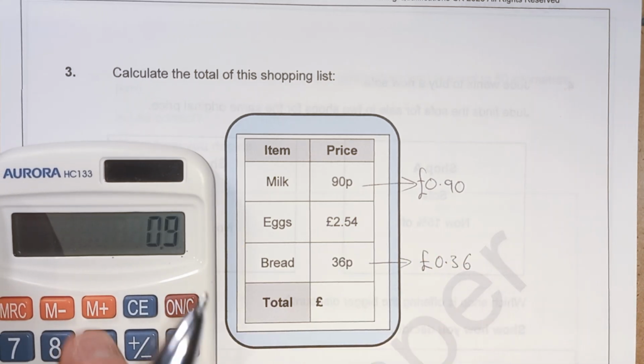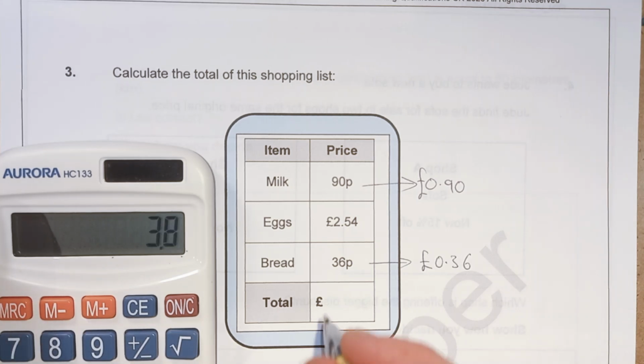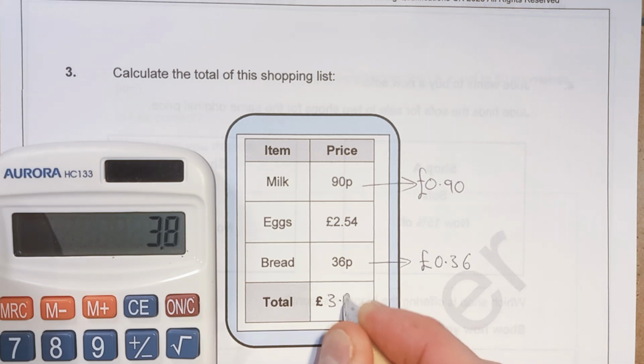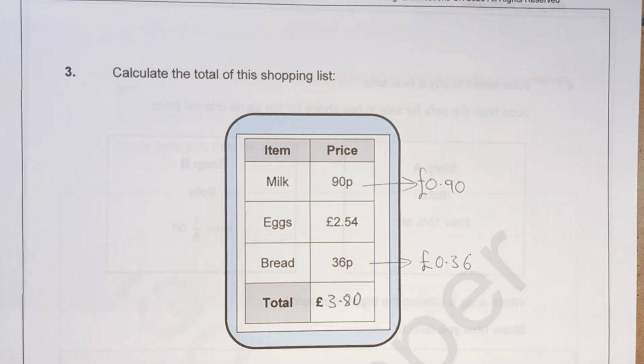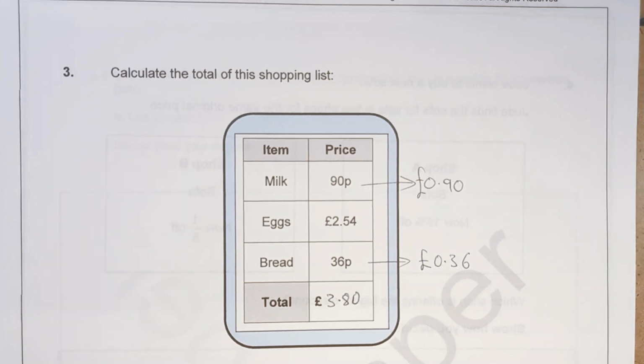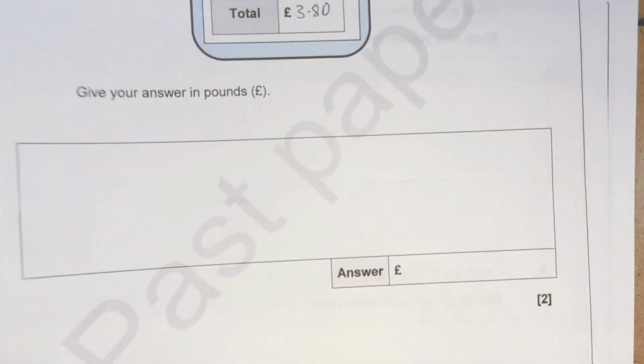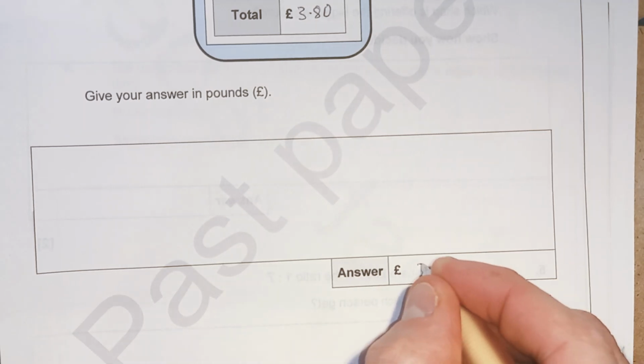So that means we're going to have 0.9 plus 2.54 plus 0.36, which gives us a total of 3.8, but you can't have 3.8 pounds. Pounds and pence, we need to have 2 decimal places. So we've got £3.80. And we would then put that in here as well.